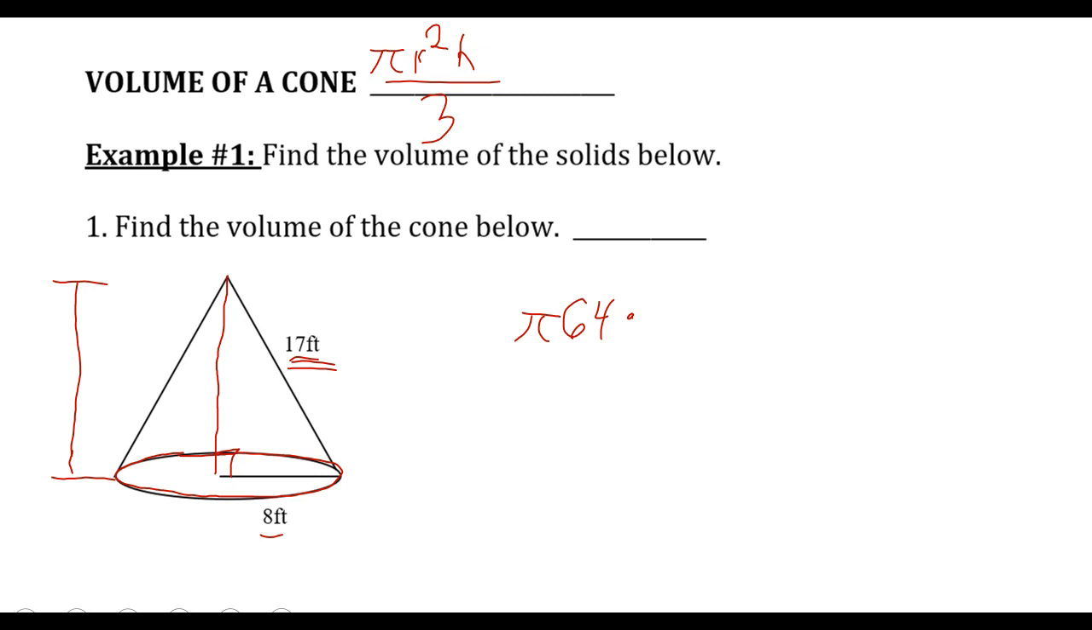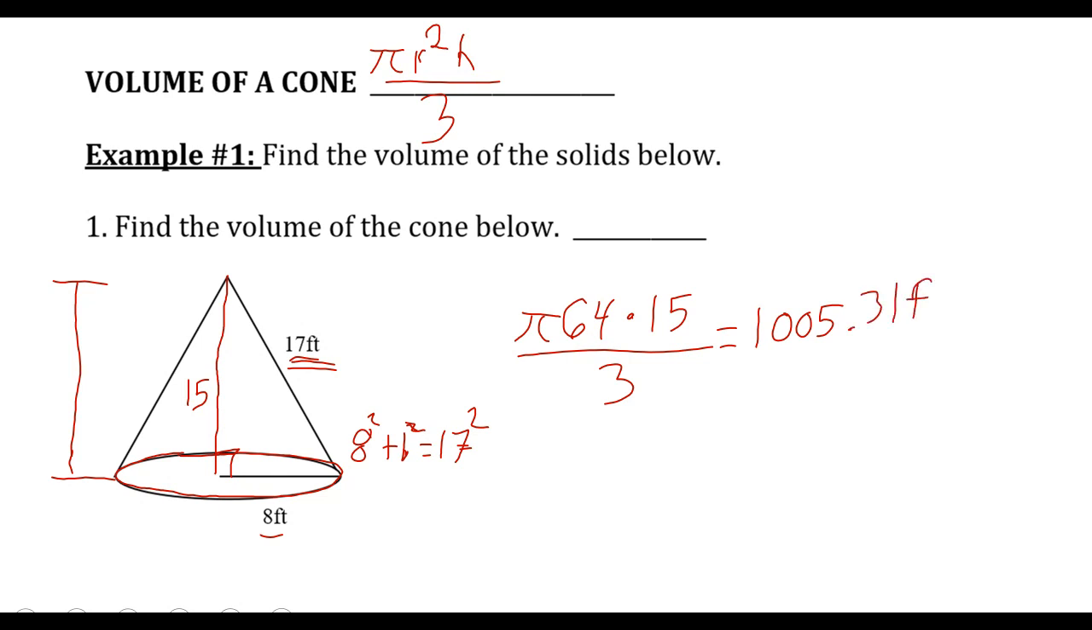And if you're slick, you can see that's a triple. If you don't see triples as easily, you could do 8 squared plus b squared equals 17 squared, the Pythagorean theorem. But if you see the triple, you know right away this is an 8, 15, 17 triangle. So you can then use 15 as your height, and then divide everything by 3. Then you're going to have your answer. I got 1,005.31 feet, and then it's cubed because we have volume, right?